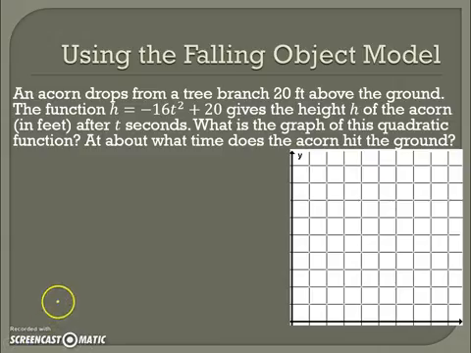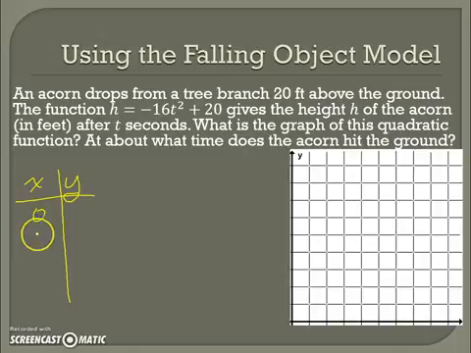And let's keep going. All right, using the following object model. It says an acorn drops from a tree branch 20 feet above the ground. The function h equals negative 16t squared plus 20 gives the height h of the acorn in feet after t amount of seconds. What is the graph of this quadratic function? At about what time does it hit the ground? So if you think about dropping an acorn from a tree, even if it's 20 feet, it doesn't take long for it to get to the ground.